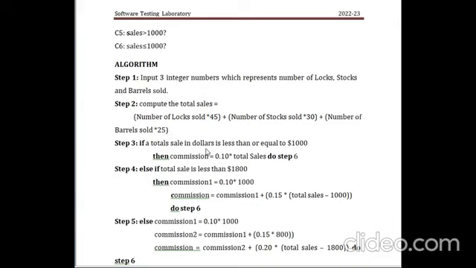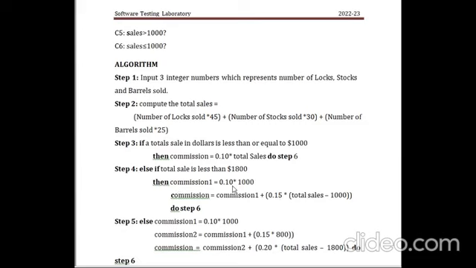In step 3, if the total sales is less than or equal to 1000, then the commission will be 10% of total sales. Else, if the total sales is less than 1800, then the commission on the starting 1000 will be 10% and whatever is more than 1000 rupees gets a 15% sales commission. So, this is the formula.